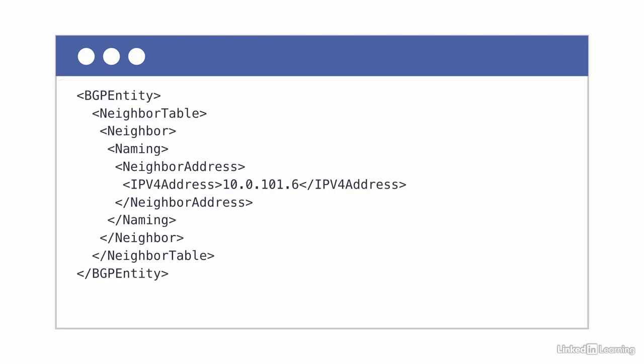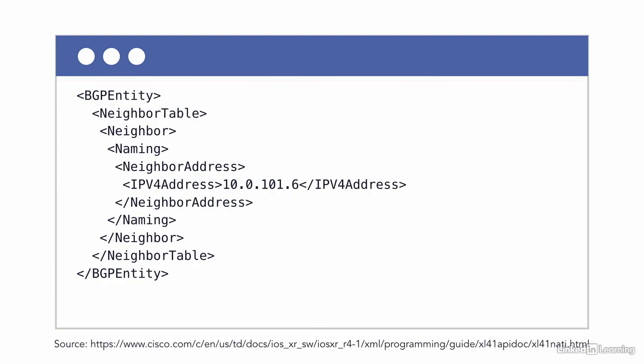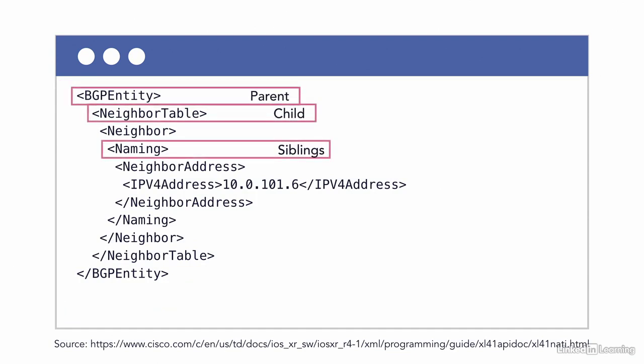In the XML element tree, each element forms a relationship with the elements around it, often referred to as the parent, child, or sibling. In our example, the BGP entity is the parent for the neighbor table element. The neighbor element is the child of the neighbor table element. The naming and remote AS elements are siblings of each other. As mentioned, each XML document must have one root element that is the parent of all other elements.